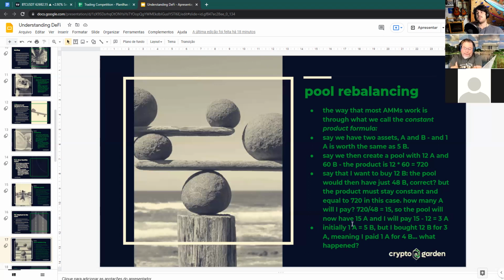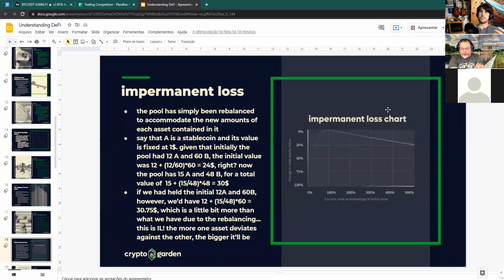However, if you just pay some attention, you'll see that initially one asset A bought 5 asset B. However, I bought those 12 asset B for 3 of the asset A, which means I paid 1A for 4B. So what happened? Well, what happened is actually pretty simple. The pool rebalanced, right, to accommodate the new amounts of each asset that it contains.